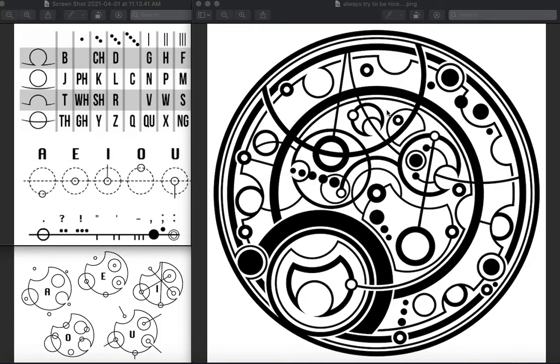So never fail to be kind. So the whole thing, always try to be nice, but never fail to be kind. So yeah, I'm quite proud of this design. I think it looks awesome.